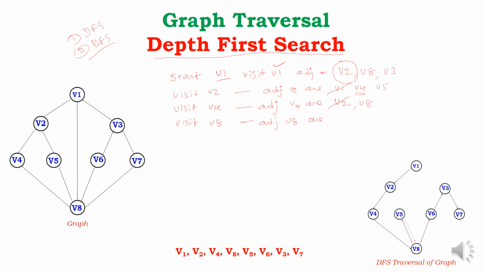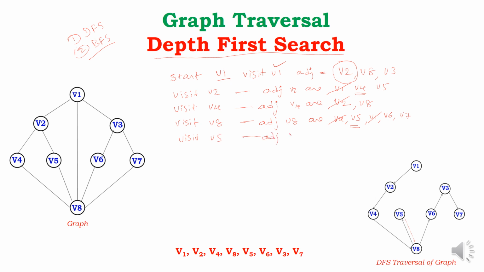They are V4, V5, V1, V6, V7, in which some vertices are already visited. Is V4 visited? Yes. Is V5 visited? No. Is V1 visited? Yes. Is V6 visited? No. Is V7 visited? No. So there are three unvisited vertices. Out of these three, we visit one vertex. Normally, assume that we are visiting V5. Visit V5.